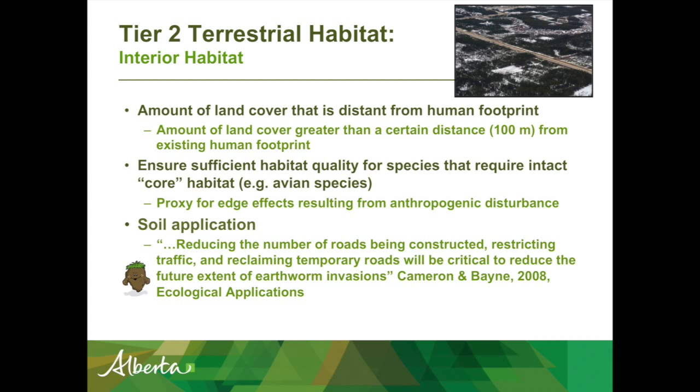At the Tier 2 level, we have interior habitat, which is the amount of land cover which is a certain distance from human footprint, in this case defined as 100 meters from human footprint. This is to ensure that there is sufficient habitat quality for species that require core habitat, and it acts as a proxy for edge effects from footprint. The soil application here, I thought right away of my friend Erin Cameron, who's done research on earthworm invasion in the boreal, and finding that roads are a vector of earthworm invasion. And so this indicator would speak to that.